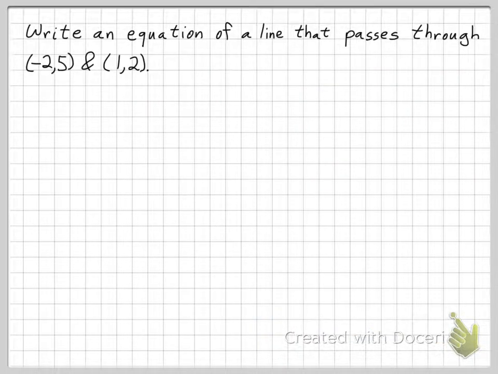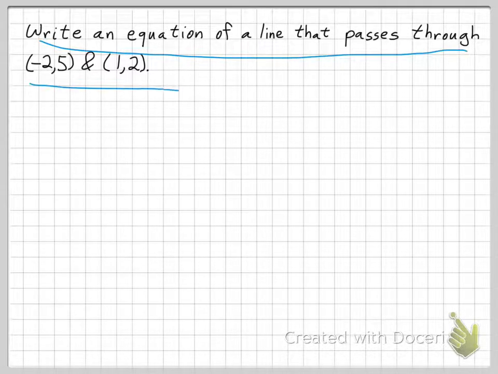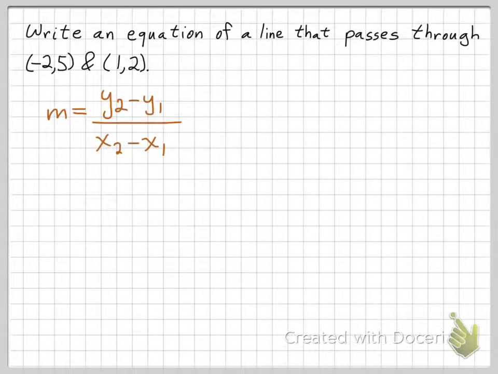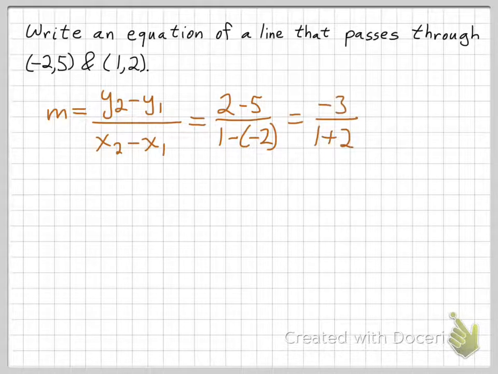Okay? So here we have a problem where we don't know what the b is. It's not given and it's not graphed. So we're definitely going to have to borrow the use of a point. Okay, so write this down. Write an equation of a line that passes through (-2, 5) and (1, 2). The first thing we need to find is the slope, and then plugging in values into the slope equation, we get -3 over 1 + 2. Remember, 1 minus -2 is the same as 1 + 2, and so you have -3 over 3, which is -1. So the slope is -1.